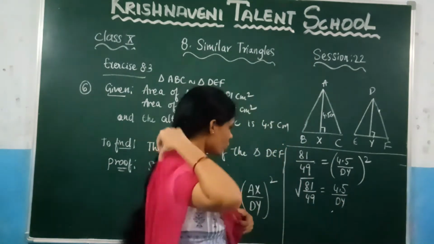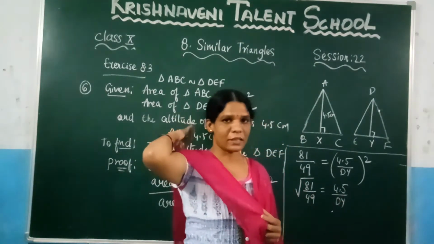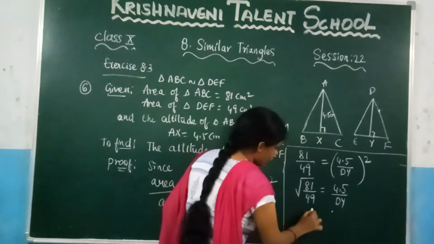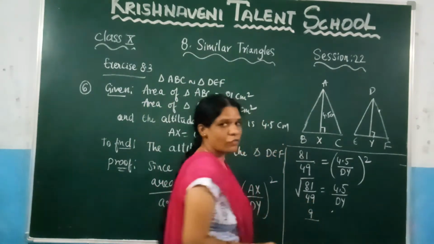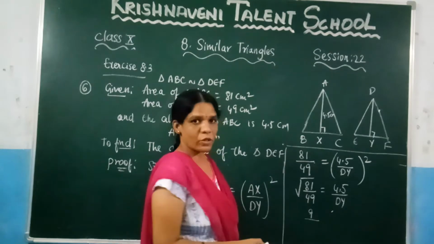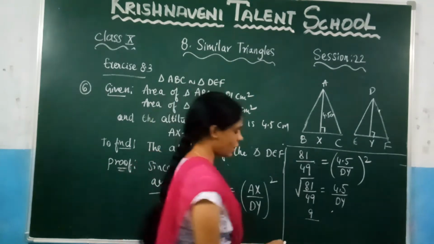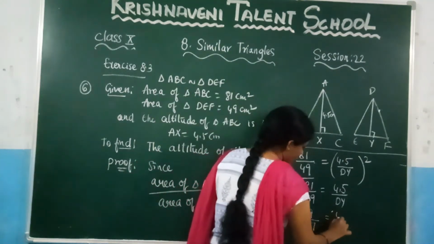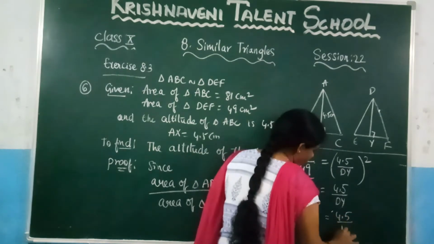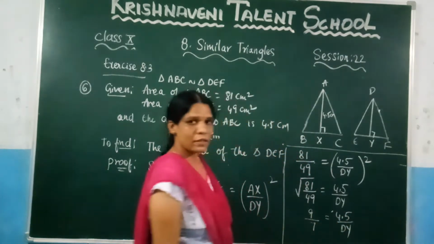Now what is the root of 81, which is nothing but 9. So you can write it here 9. And what is the square root of 49, which is 7, because 7 into 7 is nothing but 49. So you will get here 7 by 9, which is equal to 4.5 by dy.